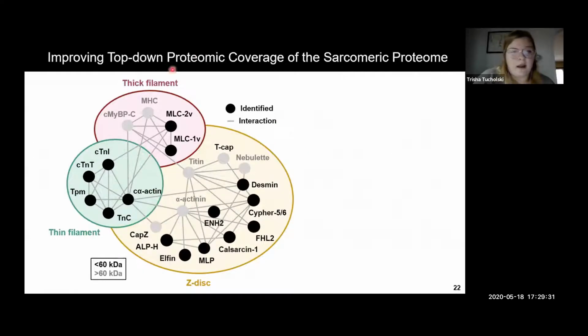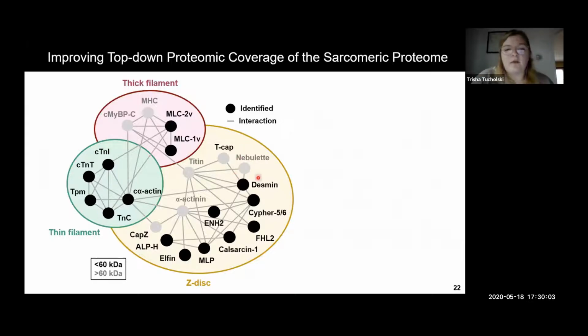So just to repeat myself a little bit here, you can see an interactome of the sarcomere, and what we've identified, as I mentioned, has mostly been proteins less than 30 kilodaltons and especially less than 60 kilodaltons. But we know that we actually have a lot more in our heart that are greater than 60 kilodaltons in size, and especially myosin heavy chain, which is 223 kilodaltons, and cardiac myosin binding protein C, which is 140 kilodaltons. And we know those proteins are really important.